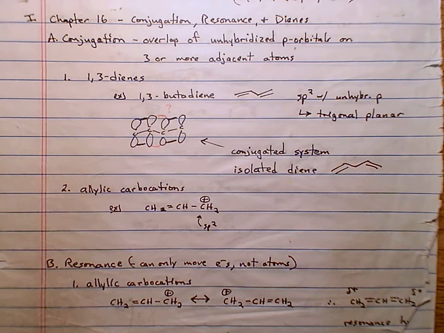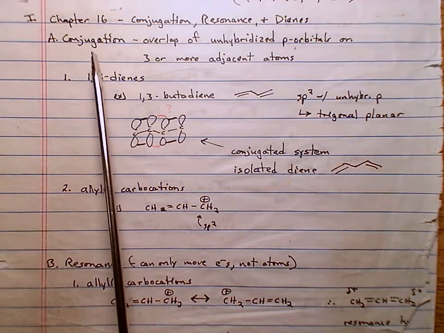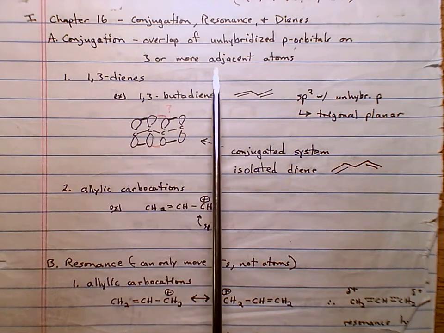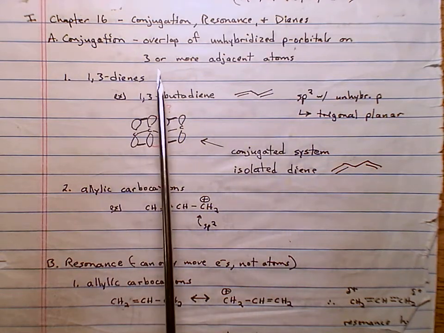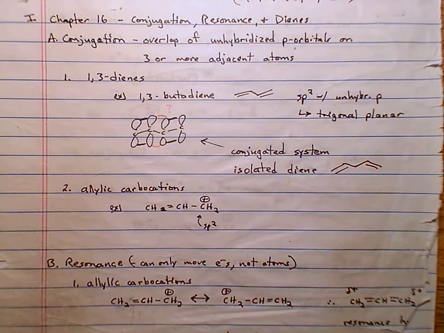Okay, let's jump right into Chapter 16, Conjugation, Resonance, and Dienes. First, a few definitions. Conjugation. Conjugation is the overlap of unhybridized p orbitals on three or more adjacent atoms. Often we have 1,3 dienes.